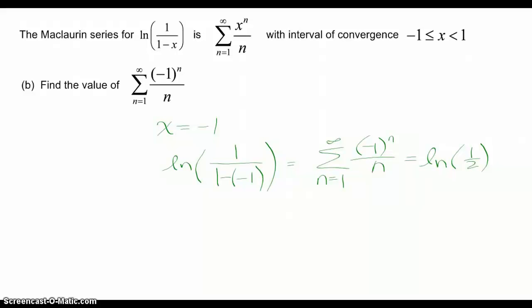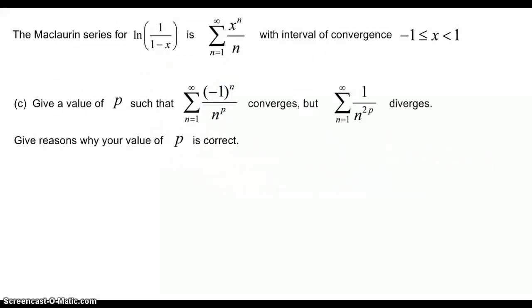But I recognize that there is a relationship between my general term and that term. And the relationship is where the general term has x, the new series has -1. So that's all that was done there. All right? So let's look at the next part.